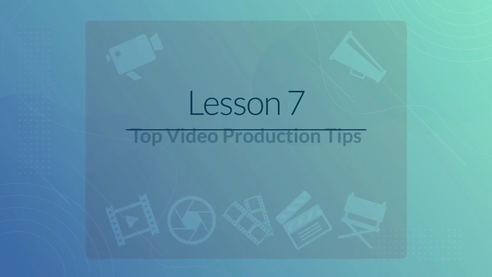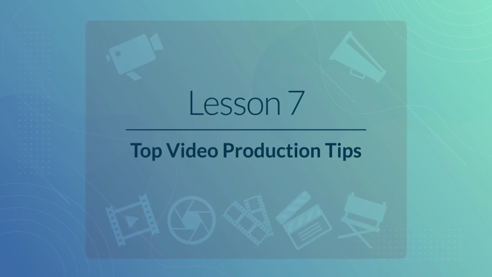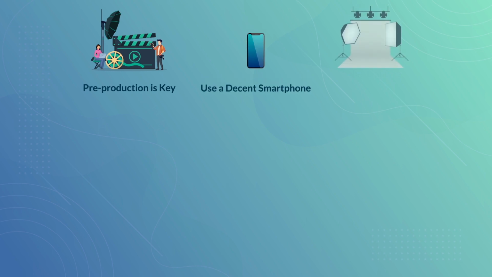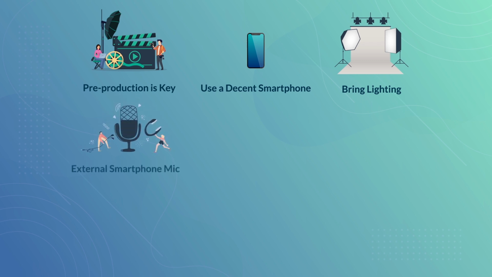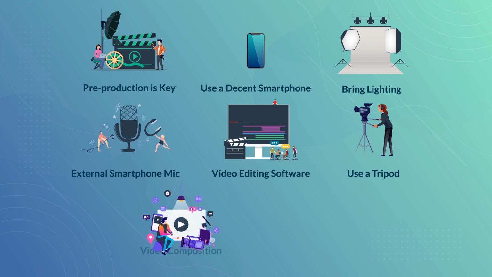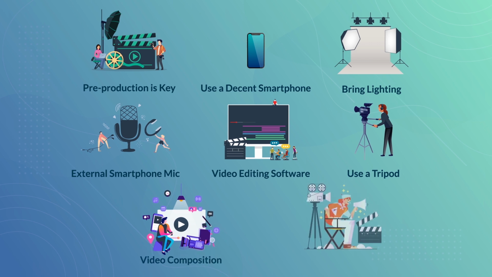Lesson 7. Top video production tips. Plan ahead for your video. Remember, pre-production is key. Use a decent smartphone. Bring lighting equipment if needed, optional. Upgrade your audio quality using an external smartphone mic, optional. Use powerful video editing software. Avoid shaky footage by using a tripod or tabletop tripod. Pay special attention to your video composition. Be comfortable on camera.